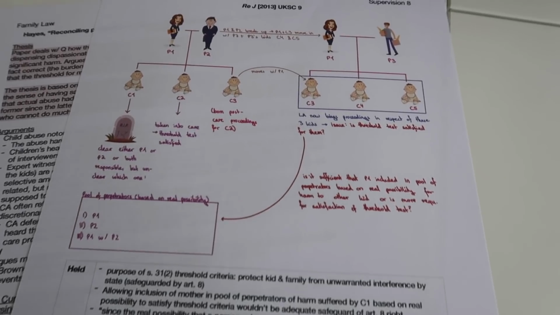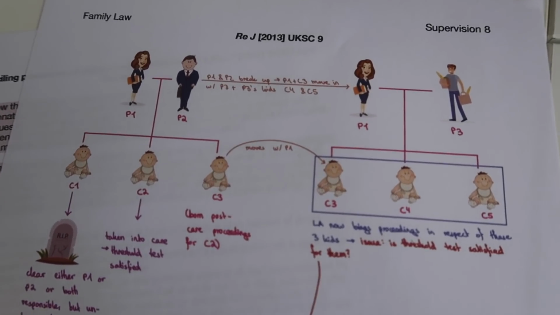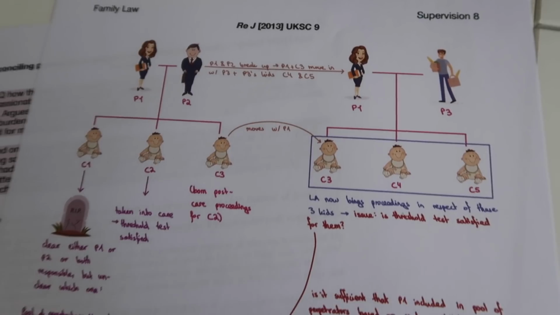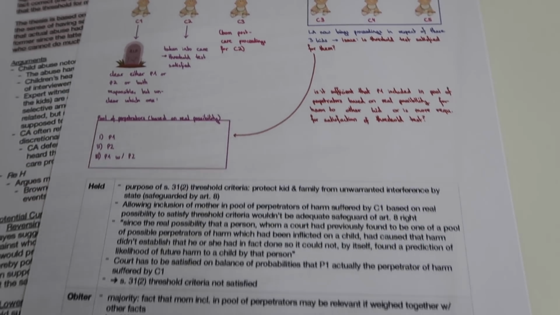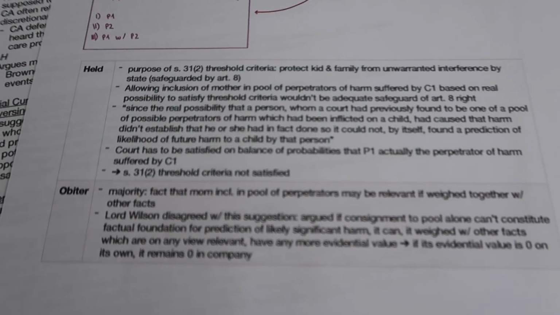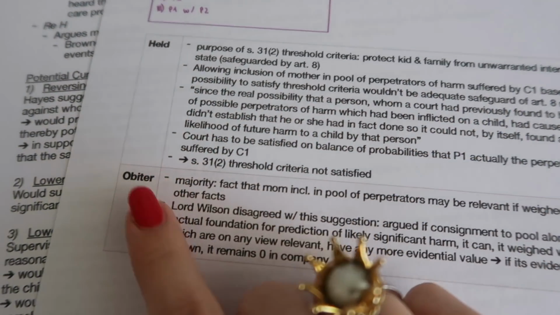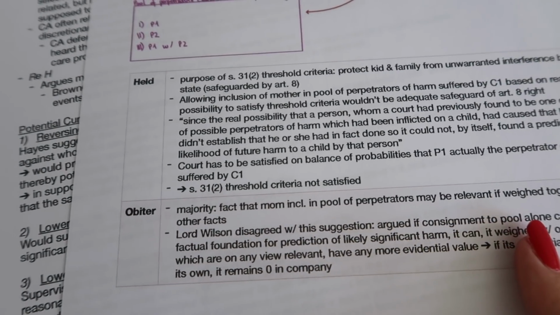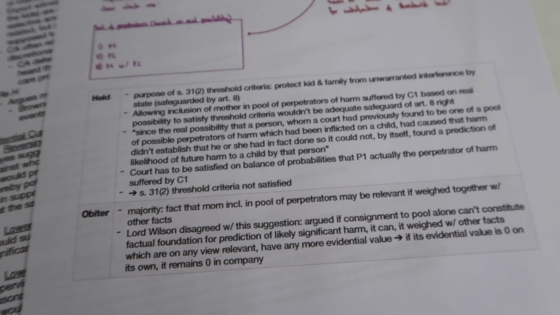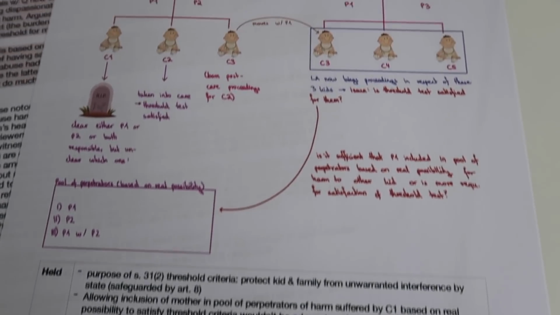And before we get into this, a quick trigger warning. I'm going to explain to you guys how I use diagrams with this case. This case concerns child protection. It is not a nice case, but it really shows well how diagrams can help. So under these diagrams, I usually have tables with held and obiter, so what was the actual verdict and any extra comments that the judges made.